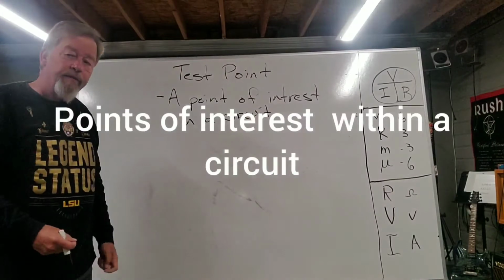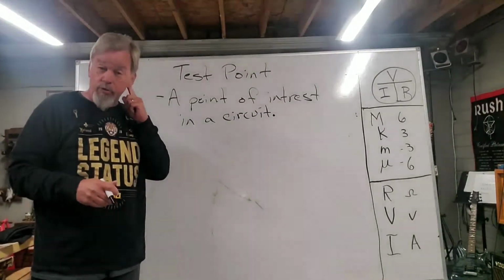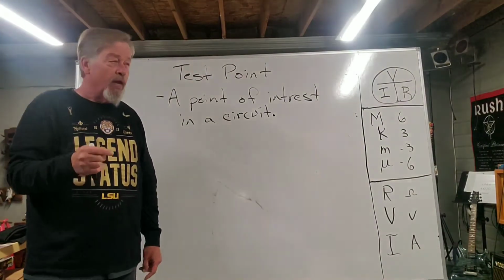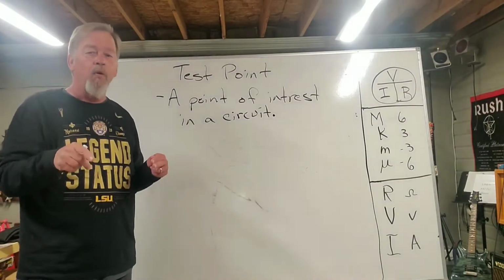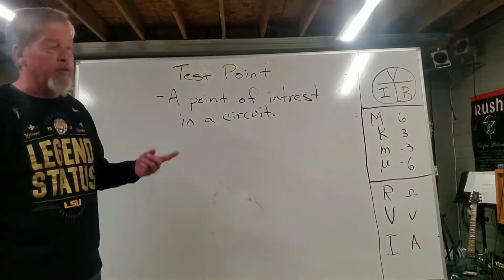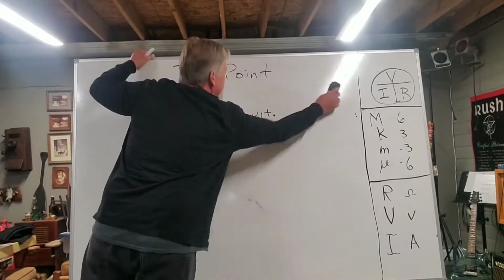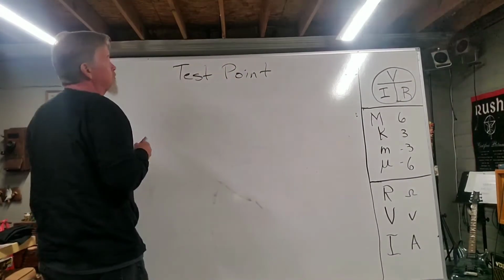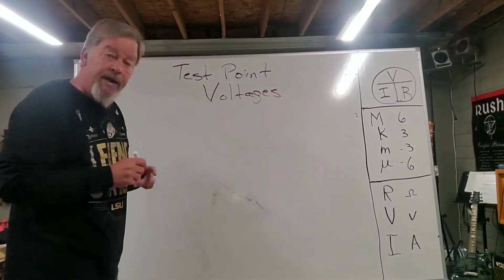So test points can be simply defined as points of interest inside the circuit itself. A lot of times in procedure, especially troubleshooting procedure, they'll have step by step, and what they'll do is they'll say, check the voltage at test point 1, check the voltage at test point 2. So these are just points within the circuit that our documentation determines we're interested in. Okay? So one thing you need to know about test points is how to measure test point voltages.